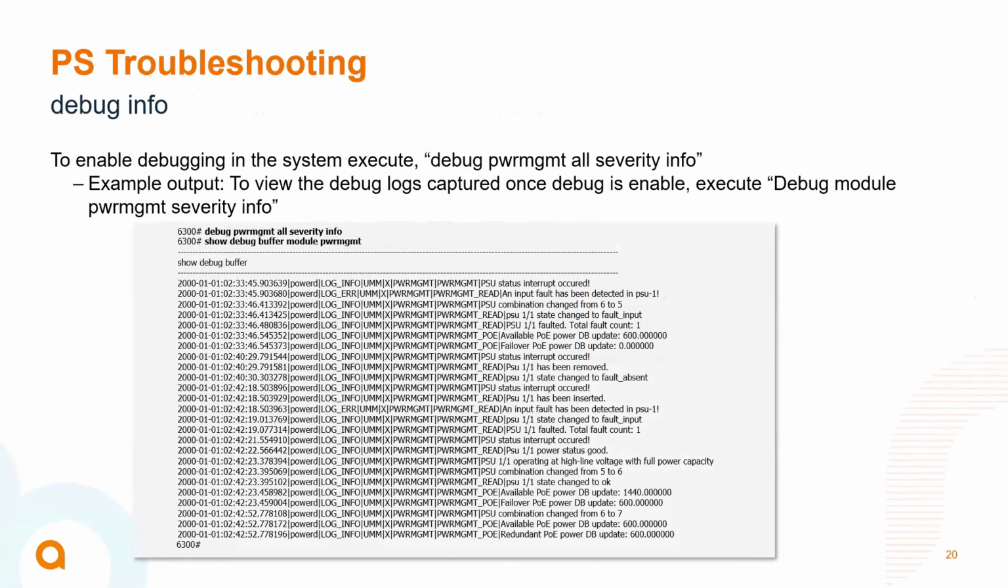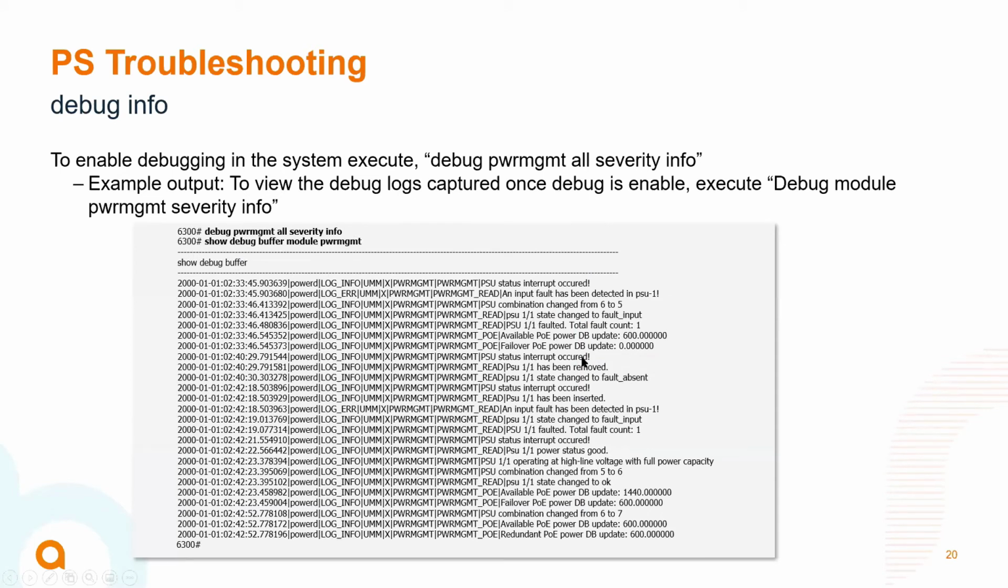So moving on to debugging, there is a debug command for this. You just have to provide debug power management all severity info. You guys know the default severity info is not enabled, so you need to provide the severity info. Then execute the show debug buffer destination command, and then execute show debug buffer module power management, and you will be able to see all the details.